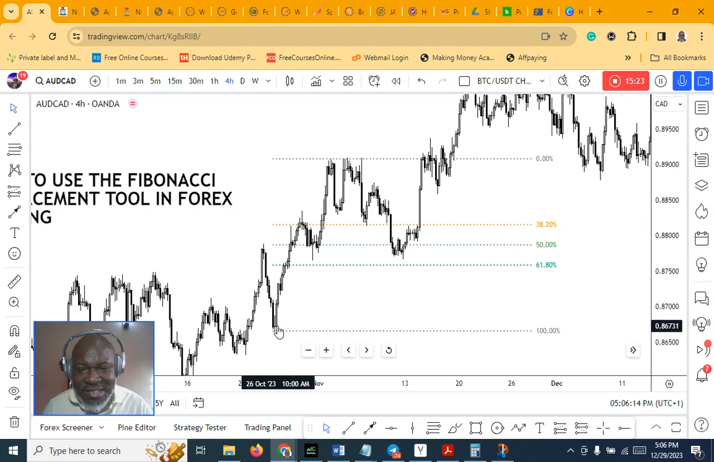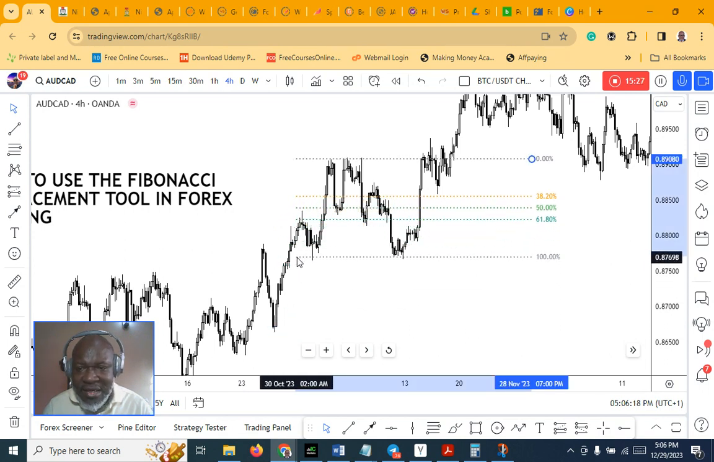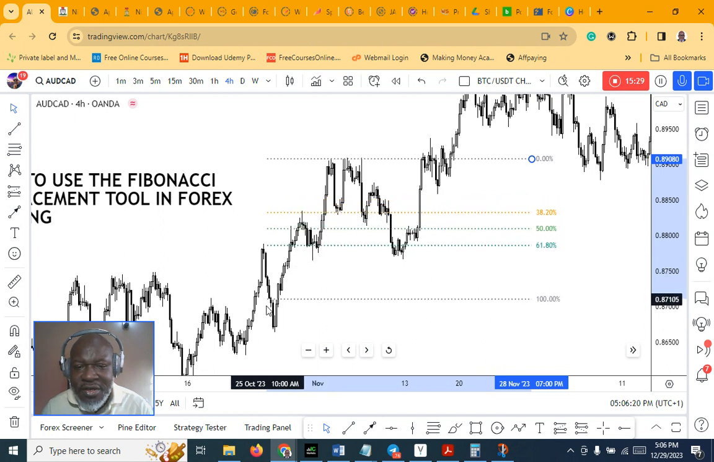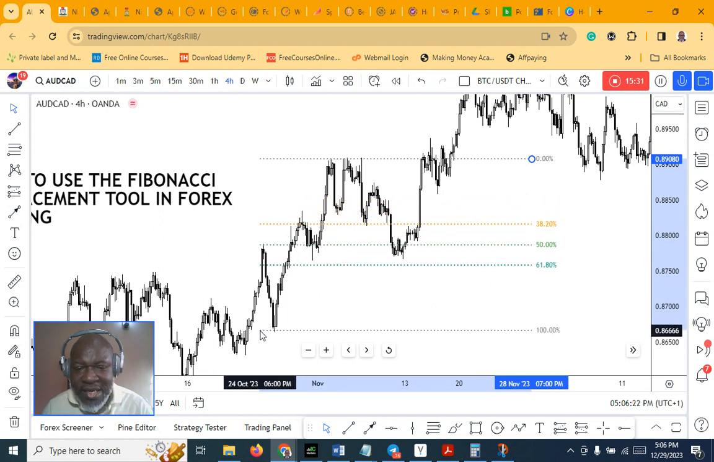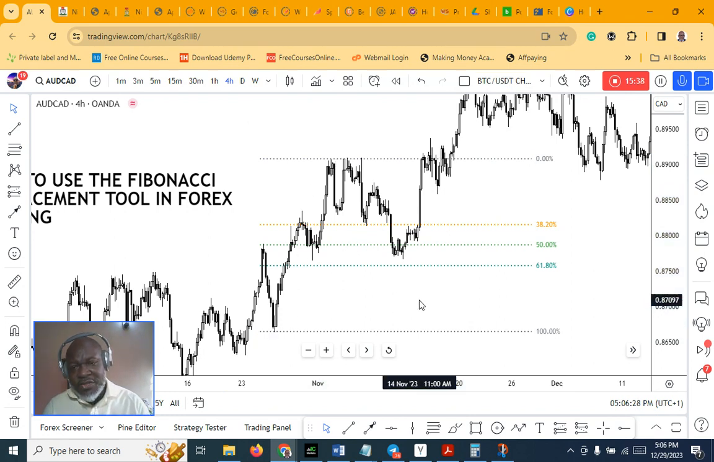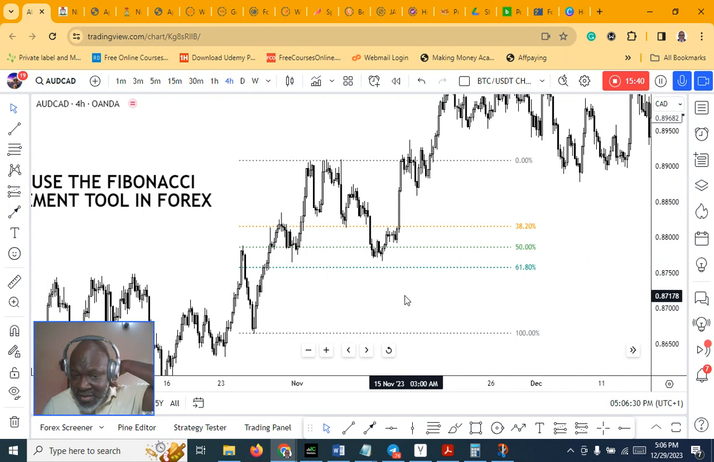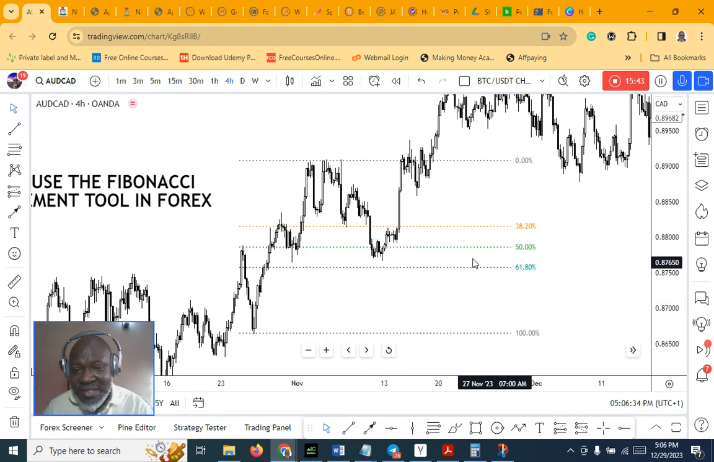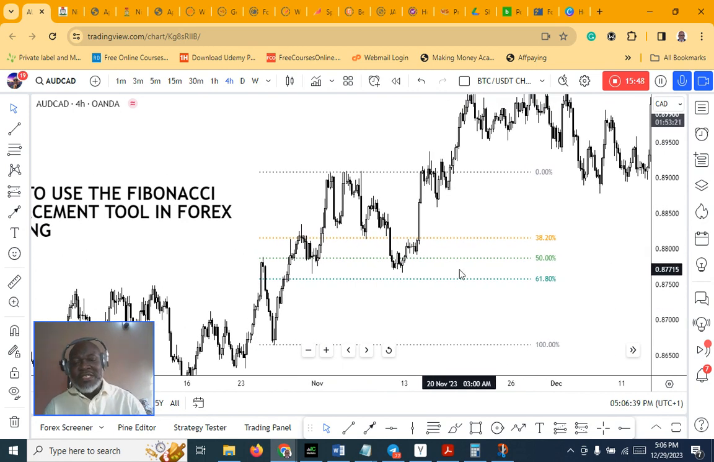Let's say if you extend this Fibonacci to this low here, you see that you can still get, oh, sorry, this low here is, I think, the best level. This low here to this recent high here. So you can see that price is retracing into the Fibonacci 50% and in between 50 and 61.8 Fibonacci levels. So this is how to use it. It will help you to gauge the depth of the retracement.